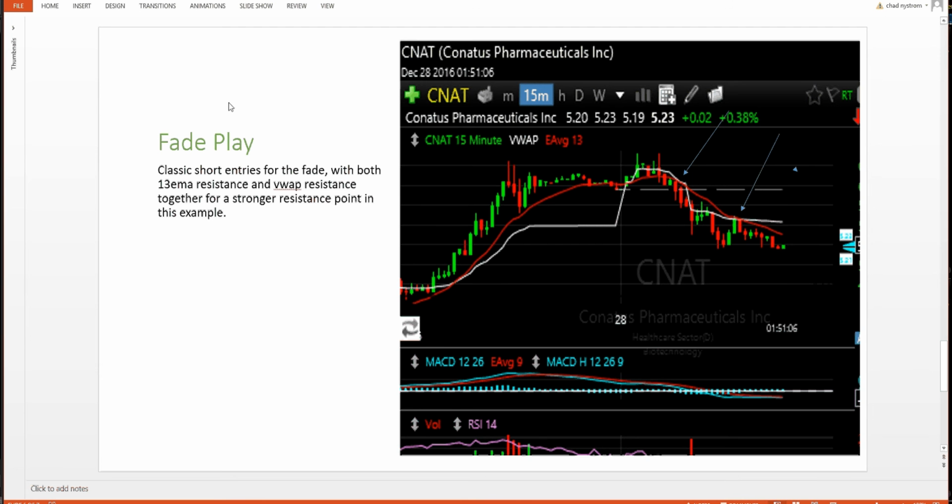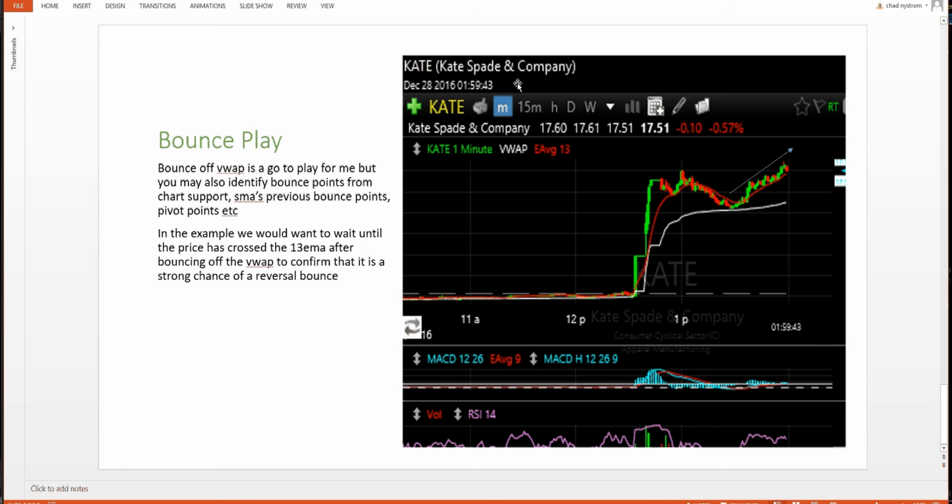Here's a couple bounce plays from today. Here was Kate with the bounce play off the VWAP, and you can look at it two ways: pump, dump, bounce, and fade down to the VWAP, and then it bounced, or on a larger time frame, pump, dump, bounce, and this was the bounce play. And you can see we have the bounce, clean bounce off the VWAP, and then confirmed by the 13.